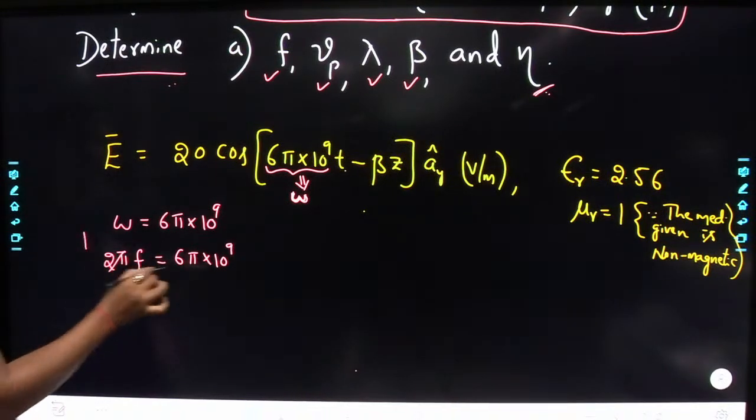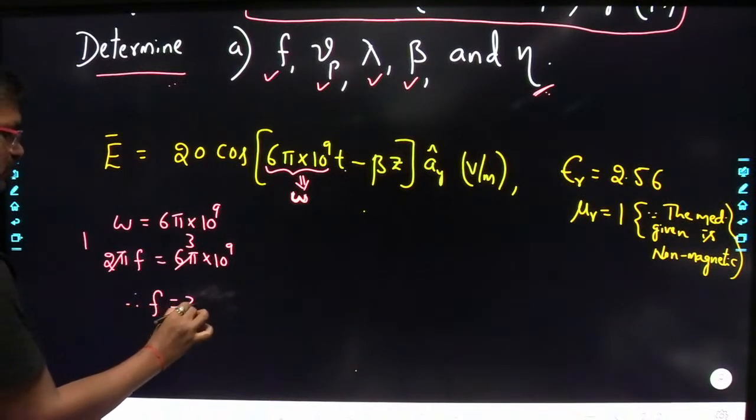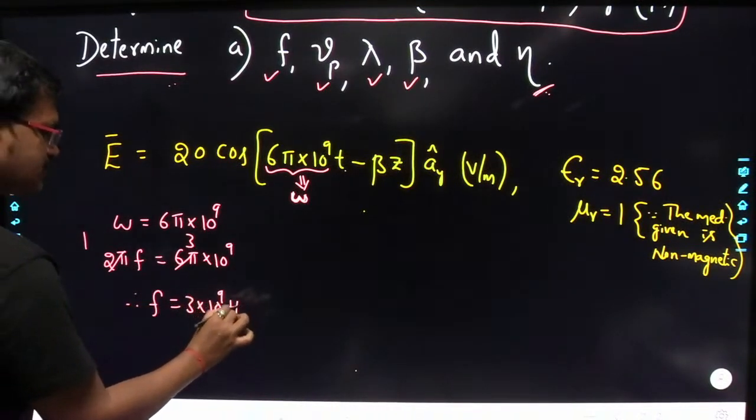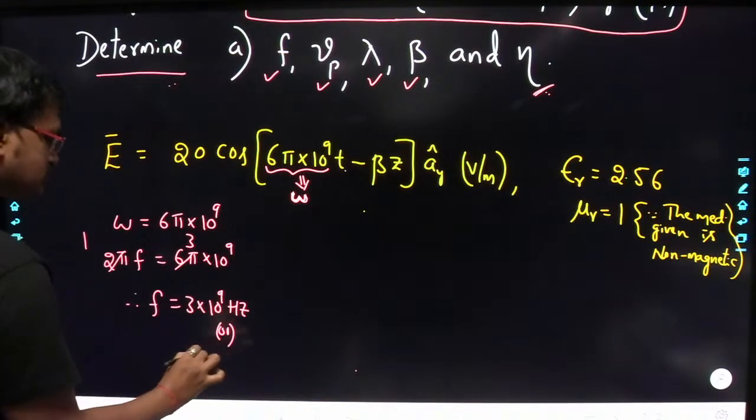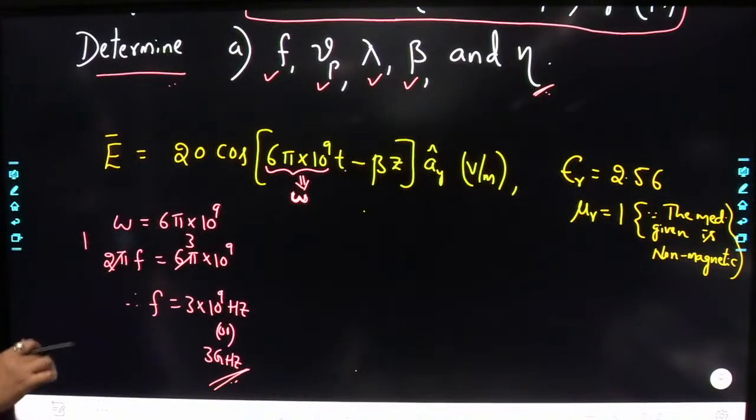So that is 2 pi 1s and here 2 pi 3s. So therefore frequency f is equal to what? 3 into 10 to the power of 9 Hz, or you can write it simply as 3 gigahertz. So this is the frequency of the wave here, right?